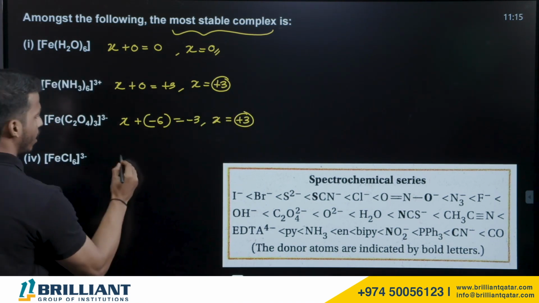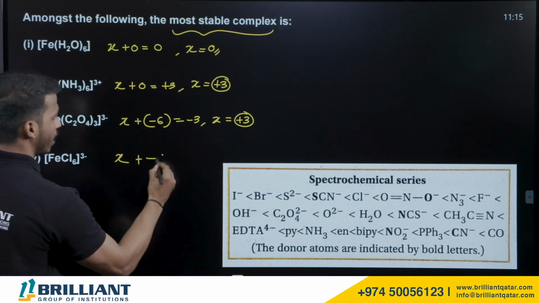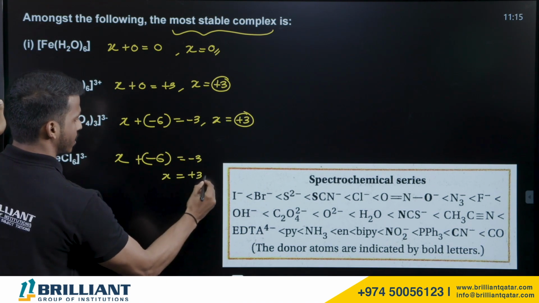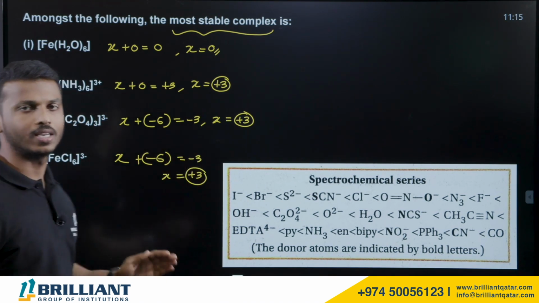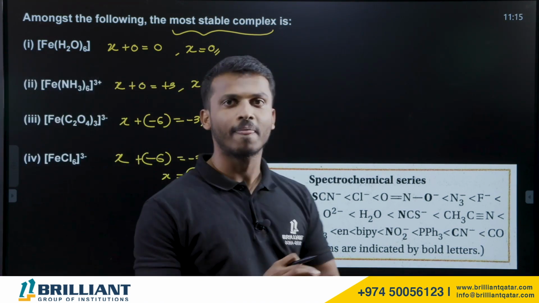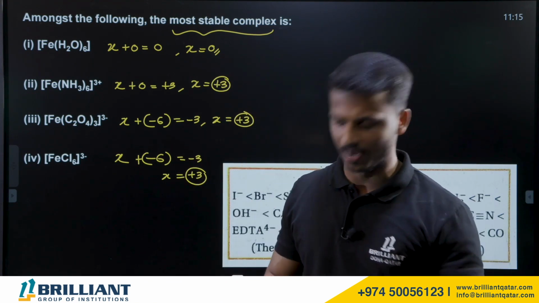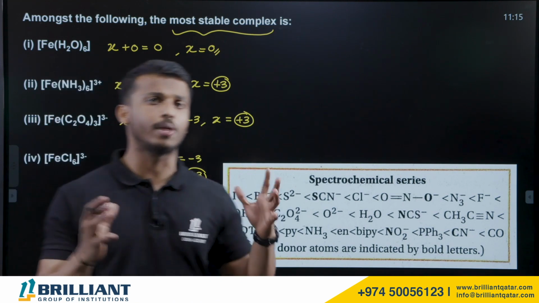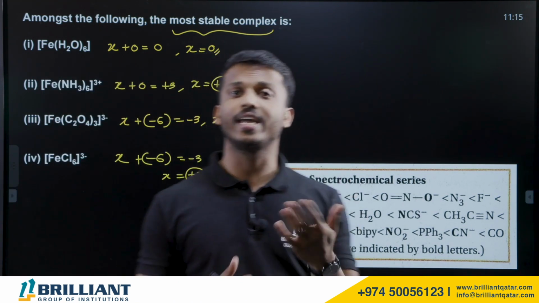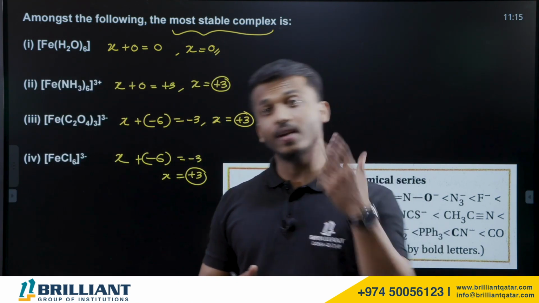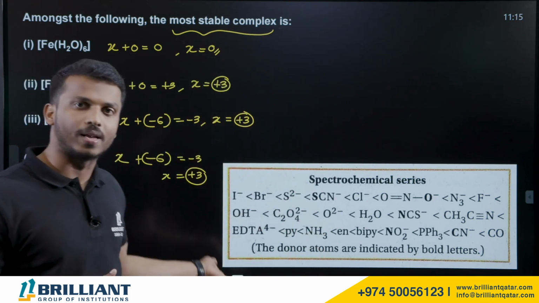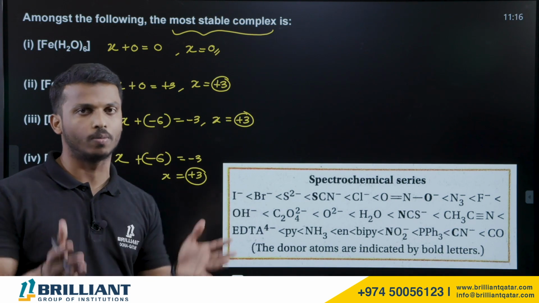Next one, here iron X, 6 chlorine charge is -6, overall charge is -3, so X is equal to +3. See, in all these cases, except the first one, iron is in +3 oxidation state. So the first factor, one of the highest factors that determine the stability of a complex, is the oxidation state of the metal atom. Greater the oxidation state of the metal, greater the stability. But here all are +3, right? So that factor is not possible here.